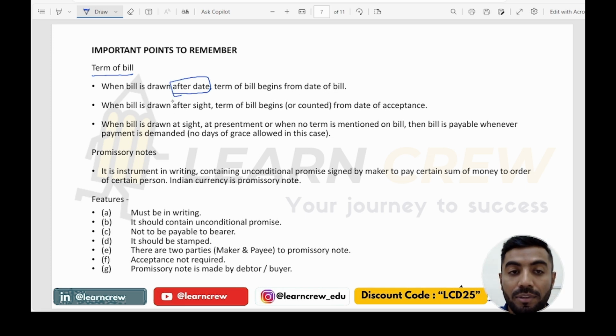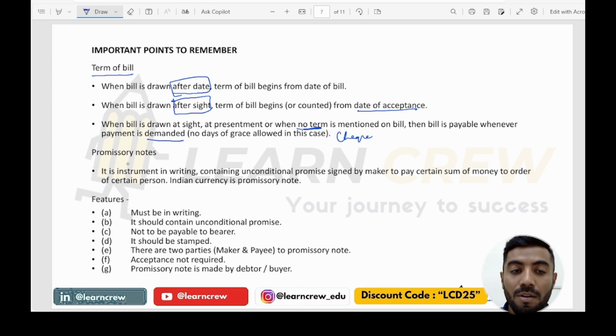Okay. There are two things called after date and after sight. After date means from the date, after sight means from the date of acceptance. When the bill is drawn at sight, at presentment, or when no term is mentioned on the bill, it is paid whenever payment is demanded. When no term is mentioned, whenever it is demanded, we'll have to pay. That is similar to the case of a cheque.